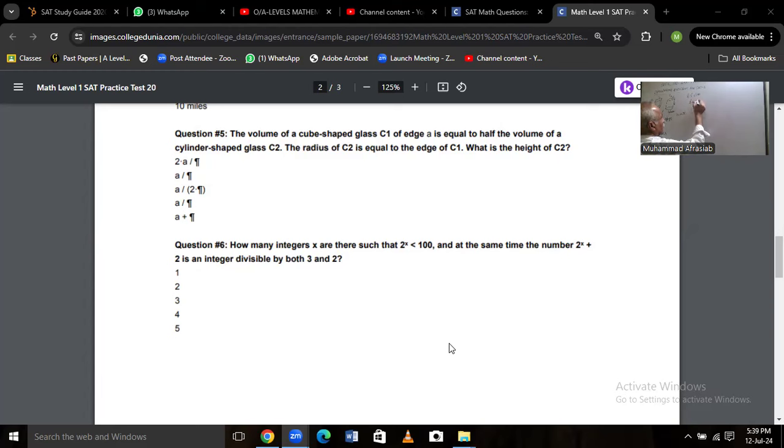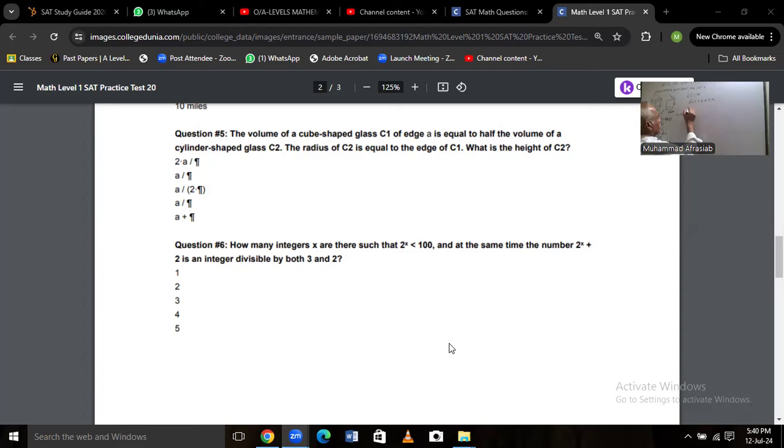If x is 2, it should be equal to 4. If x is 3, it should be equal to 8. If x is 4, it should be equal to 16. If x is 5, it should be 32. If x is 6, it should be 64. And if x is 7, it should be 128, but that is not in the list because 2 power x is less than 100. So this is the list for 2 power x.